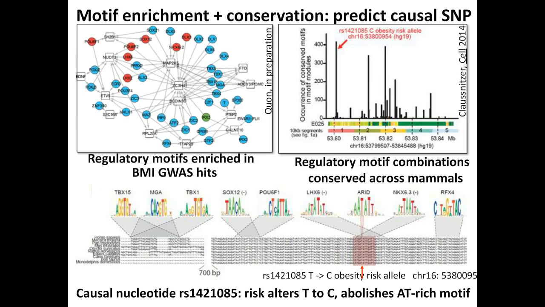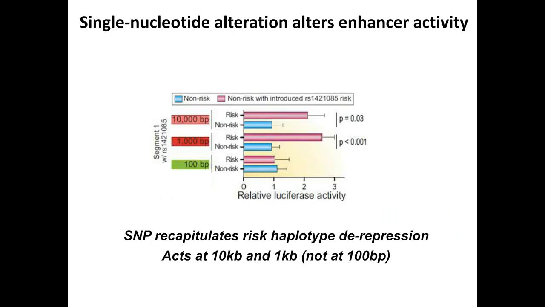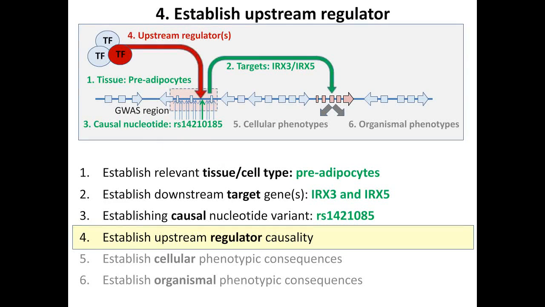And the two approaches agreed that this particular region of this FTO locus in the first 10 kb interval is in fact the most likely to be causal, as it has the highest score and the highest concentration of enriched regulatory motifs. And the specific risk variant alters a T to a C, abolishing this AT-rich motif that overlaps this particular region. So indeed, we found that making that single nucleotide alteration changed the activity of these enhancers and was able to lead to higher activity in the non-risk individuals by introducing this single nucleotide change.